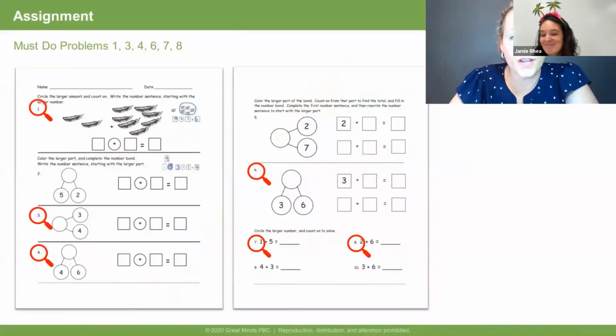It's time now to do your problem set. Your must-do problems are 1, 3, 4, 6, 7, and 8. So you got a lot to do today. Do your very best thinking for 10 minutes.